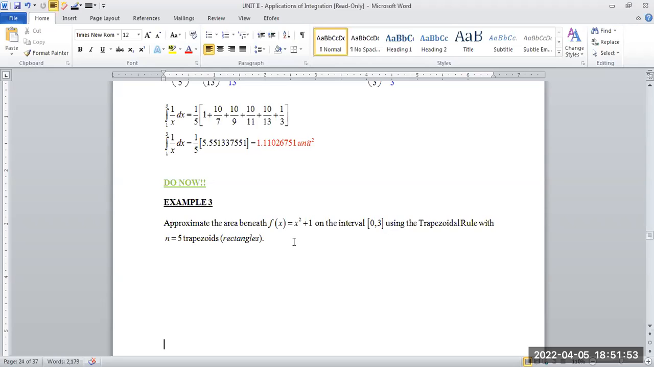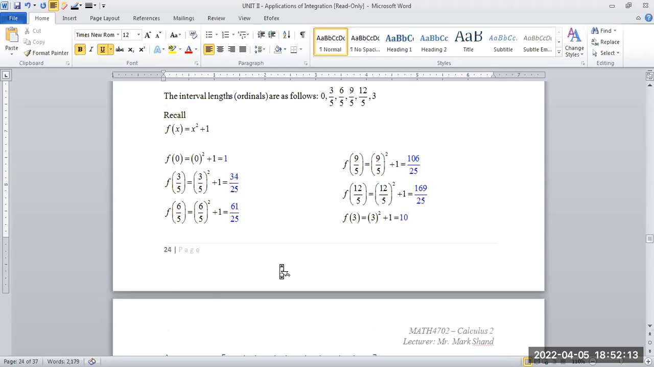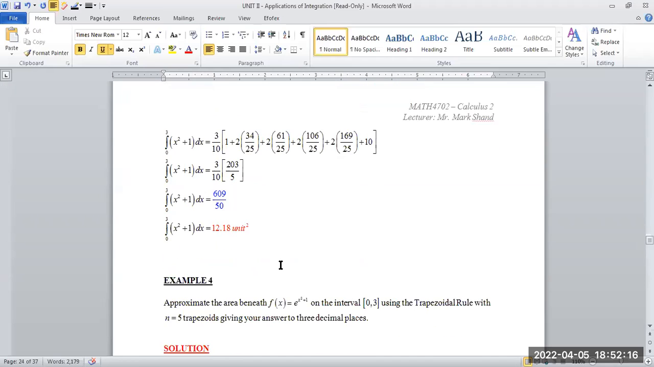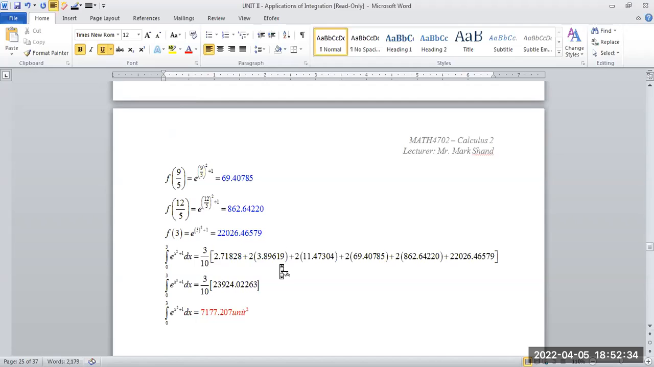Sir, this question here, didn't you already give us this? I gave you that one already? Yes, sir. Oh, yeah. Let me see if the answer is 1.1. No, 12.18. Yes, that's what we gave last time. Did I give you the e raised to the x squared plus 1 before? Let me check. Yes, sir, that's the one we did in class.